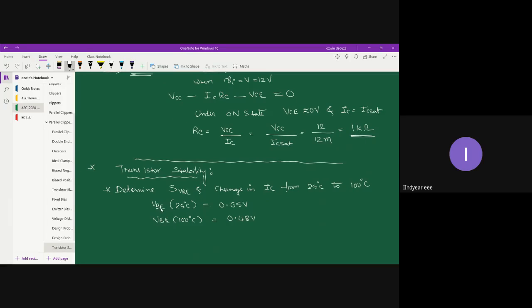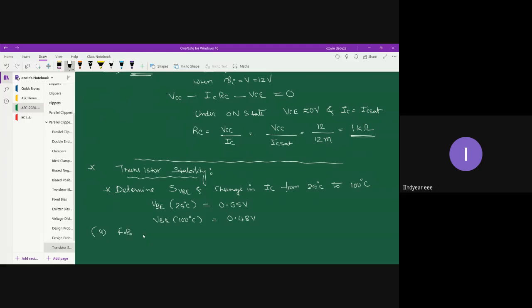You know that VBE depends on the temperature value. As the temperature starts increasing, VBE starts reducing. So at 25 degrees Celsius, probably room temperature, it is at the 0.65 volts level. And when the temperature is increased to 100 degrees Celsius, the voltage has dropped to 0.48 volts. For the following biasing arrangements, you need to find SVBE and change in IC for this circuit condition.